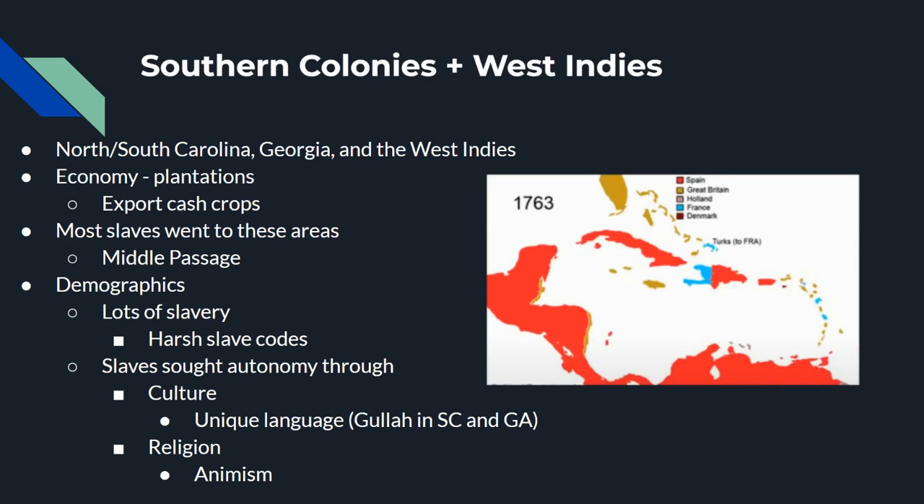Now, at the same time, slaves are going to try to seek autonomy. They're going to try to preserve some sense of self. And they're going to do this through their culture. An example of this is trying to create unique languages. One specific example is Gullah in South Carolina and Georgia. And then they're also going to try to bring some of their religious beliefs, like animism, with them, their original religious beliefs that they had in Africa.